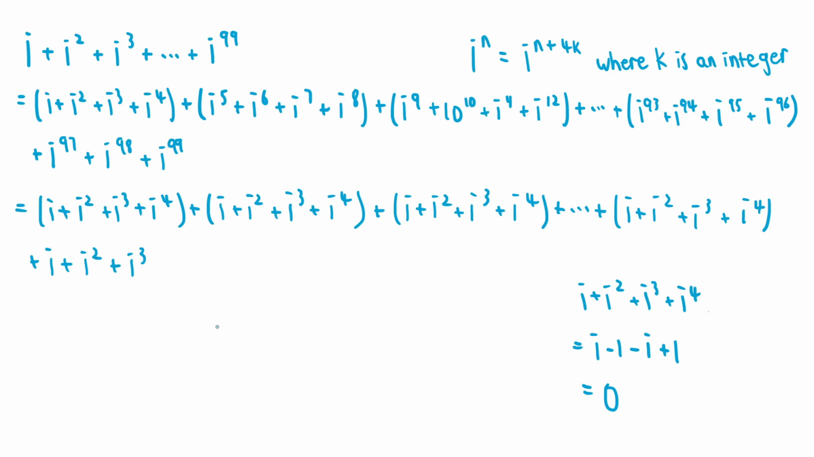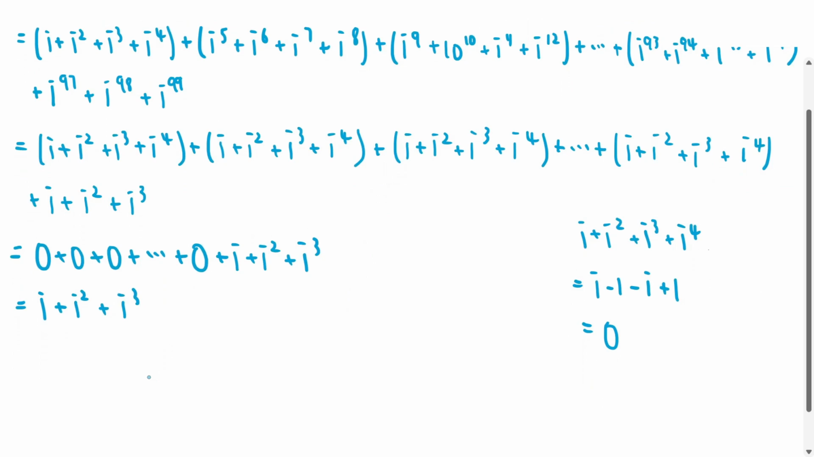We can substitute this result back into the sum and replace i plus i squared plus i cubed plus i to the 4 with 0. So this sum becomes 0 plus 0 plus 0, and so on, until we get to the last 3 terms, plus i plus i squared plus i cubed. And all of these sums of 0 just turn out to be 0. So this sum is just equal to i plus i squared plus i cubed.